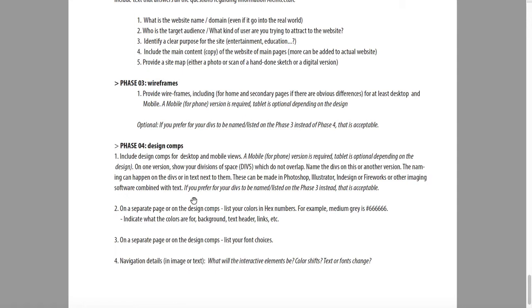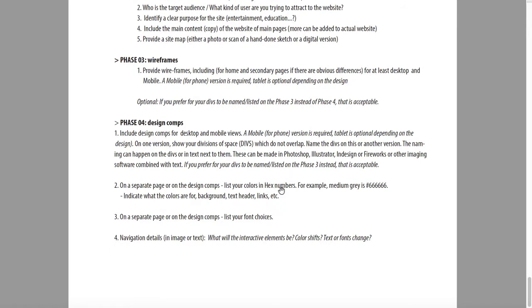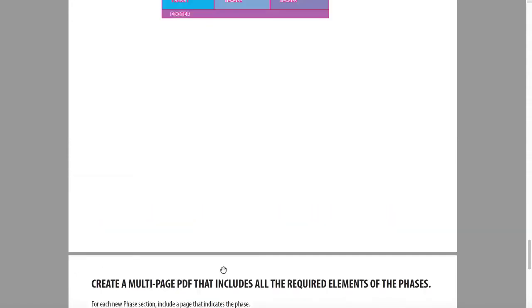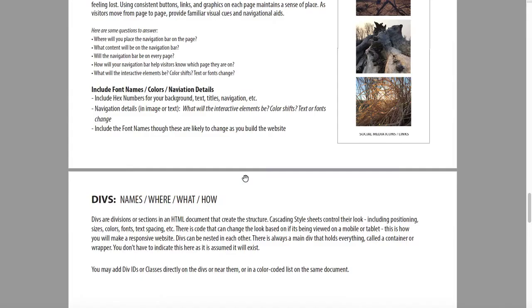And then on a separate page or on the design comp page, depending on how much room you have, what I want to see is your stuff listed out. So your hex numbers, your fonts, and any of your navigation information. So yeah, that's it in a nutshell. Let me know, of course, if you have any questions.